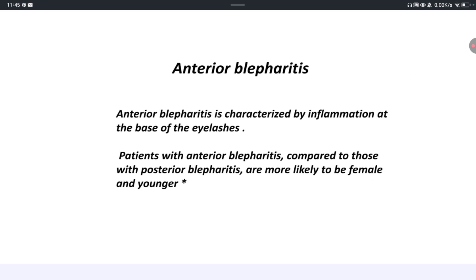Next, anterior blepharitis. Anterior blepharitis is characterized by inflammation at the base of the eyelashes. Inflammation and swelling at the base of the eyelashes is called anterior blepharitis. Patients with anterior blepharitis compared to those with posterior blepharitis are more likely to be female and younger.